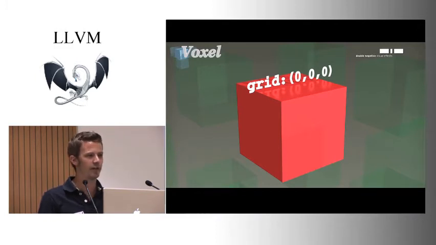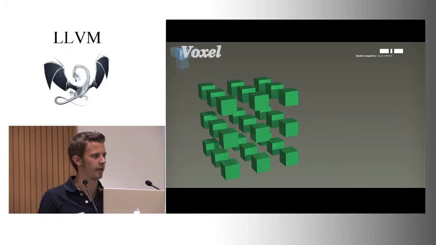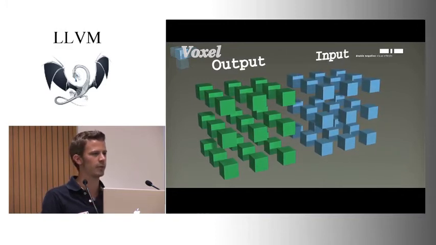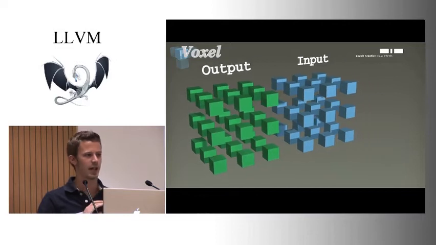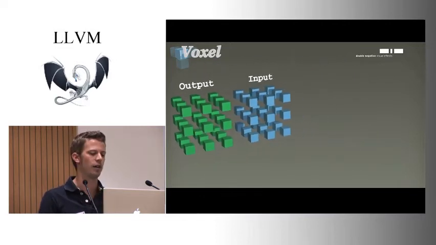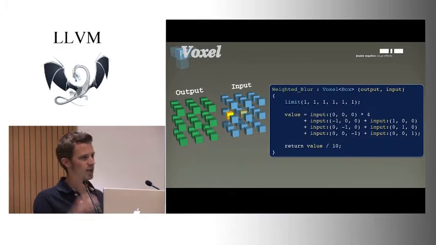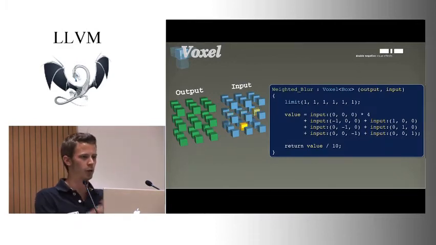We borrow quite a few ideas from functional programming to solve this. In particular, the output grid is mutable, and all of the rest of the inputs and all the rest of the parameters are immutable. And the only way of changing the output grid is by returning a new value for your particular voxel that you're doing the computation on.